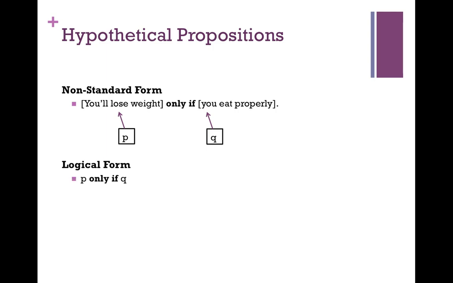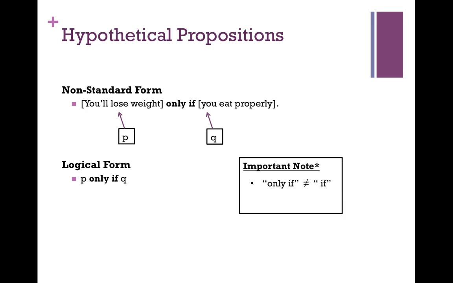Now this is the part that is tricky for students, because only if does not mean the same thing as if. These mean very, very different things. If is a conditional. Only if, however, is stating a requirement. Only if is stating a requirement of what's occurring right here. So if I say P only if Q, that means Q is required. P will only occur if Q occurs.